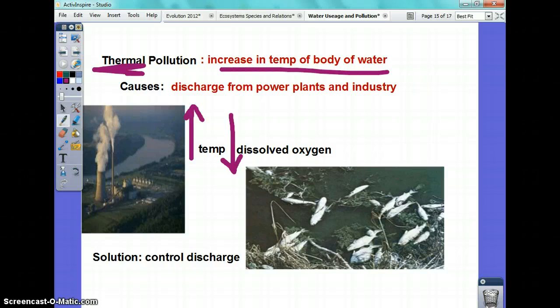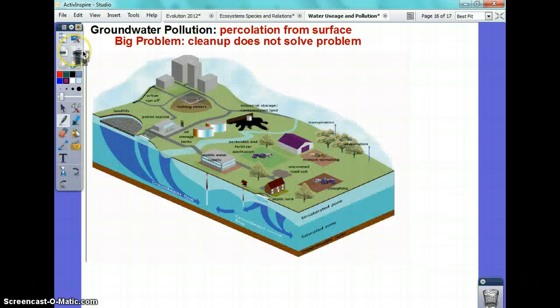Obviously, the solution is to control the power plant from discharging the water, and a lot of plants have started this, like for the sustainable efforts, they reuse their water. It's difficult for them to choose that because they have to cool the water, so they're using more electricity. But it's actually the environmental thing to do.